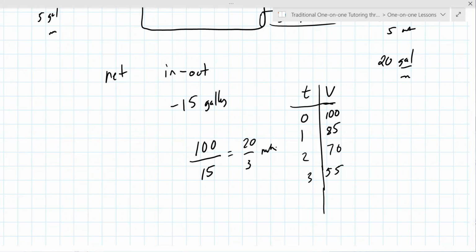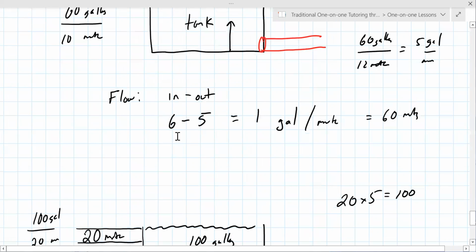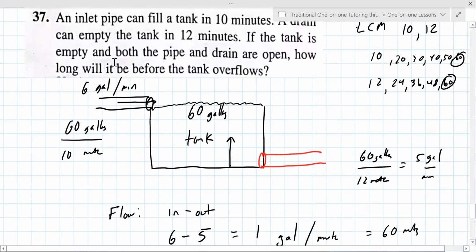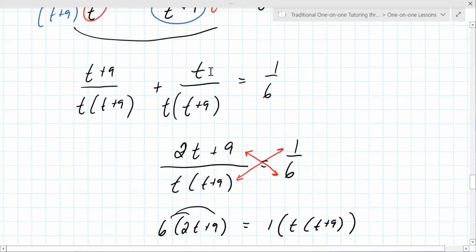Interesting. Okay. One suggestion I have here is maybe ask about question 37 and see if your instructor does it the way I showed you, or if they show you it as a rate problem like we did up here. Both are correct, but maybe you can get a second opinion so you can see which way you like.